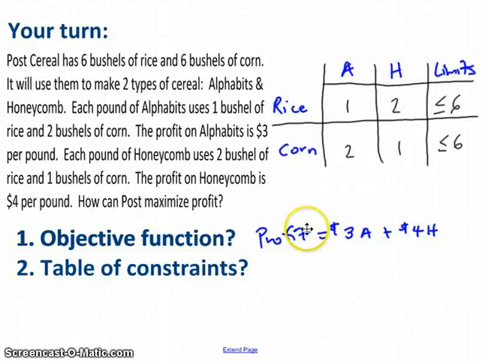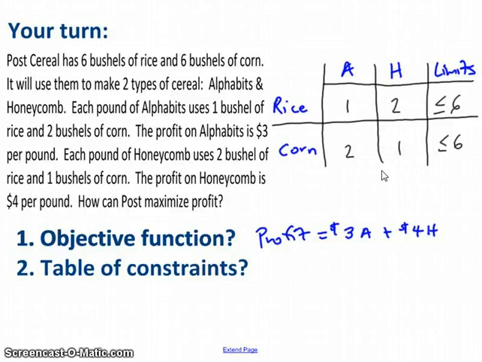Here is that table. The things that are constraining me are rice and corn. The limits on the amount of rice and corn that I can have, well, it says in the very first sentence this time, I've got 6 bushels of rice, so that's got to be less than or equal to 6 on the rice, and similarly 6 bushels of corn, so it's got to be less than or equal to 6 on the corn. Hit the pause button and make sure you understand this table if you didn't create it yourself, and when you come back, we're going to move on to the next task.